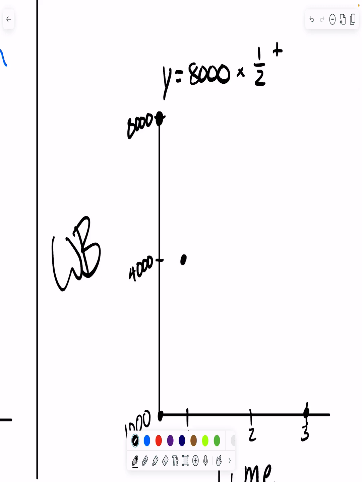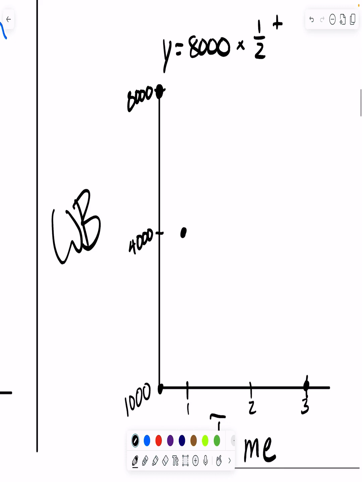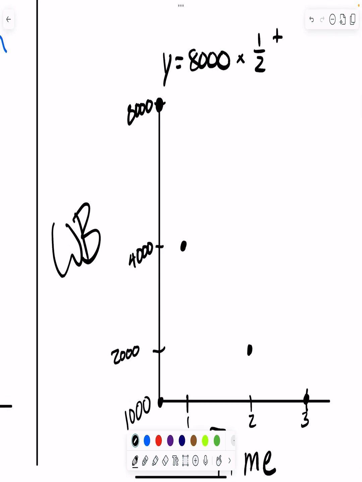Let's say that after 2 hours have passed by, 1/2 to the power of 2 is 1/4. 8,000 divided by 4 is 2,000. So again, that's somewhere down here. And let's say that after 3 hours have passed by, 1/2 to the power of 3 is 1/8. 8,000 divided by 8 is 1,000. So we start with their predisposition first, and then it just seems to be the case that they are decreasing over time.